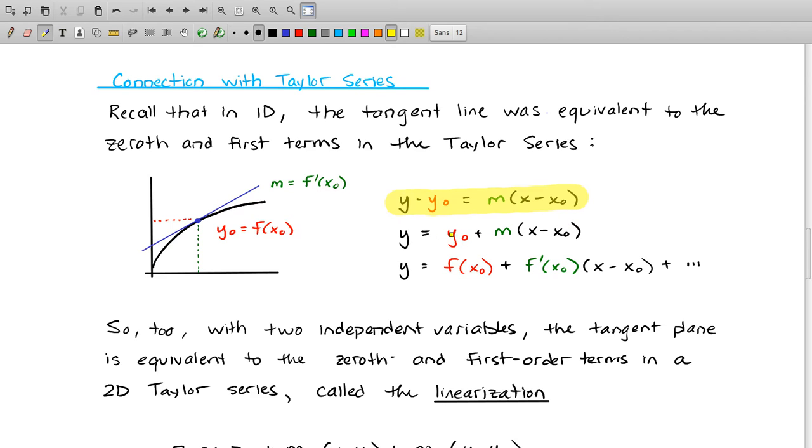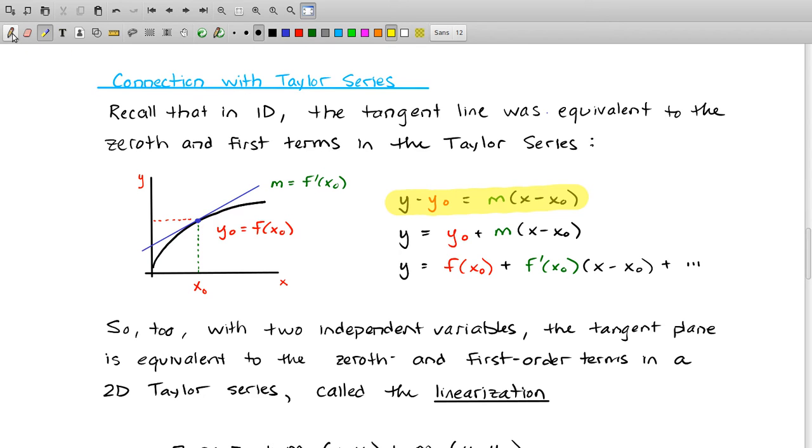And then you can move this y naught over as I did earlier, and you have this form: y equals y naught plus slope times x minus x naught. It's just a variation on point slope form. However, what is y naught? Y naught is the value of the function f at the point x naught. And what is m? M is the value of the slope, which is the value of the derivative of the function f at the point x naught. And so this point slope form of a line could be rewritten: y equals f of x naught plus f prime of x naught times x minus x naught.